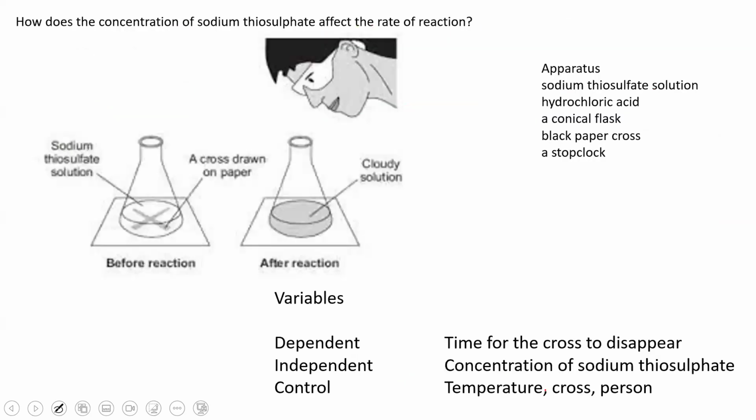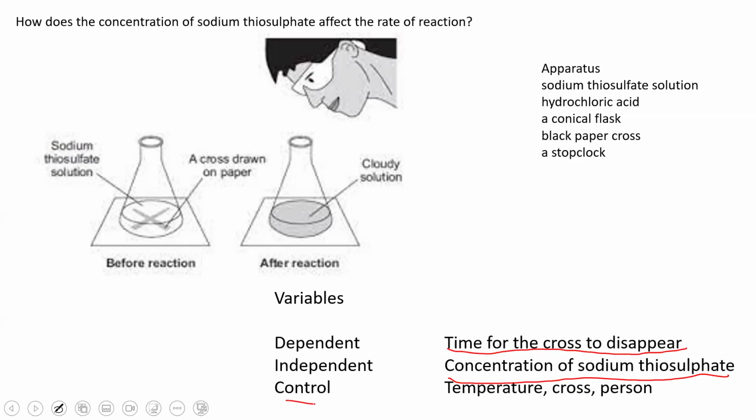Okay. Now, if I go back to the actual experiment itself, what you've got to do is think about what the variables might be. So remember, don't mess in class. The dependent variable, what we're measuring, is the time for the cross to disappear. Okay, don't mess in class. What do we change? The concentration of the sodium thiosulfate. Now, I did it by having the sodium thiosulfate and water, but they might give you different concentrations. You've just got to look out for what they do.